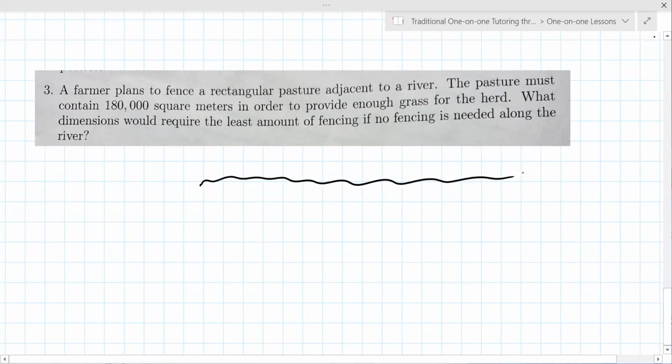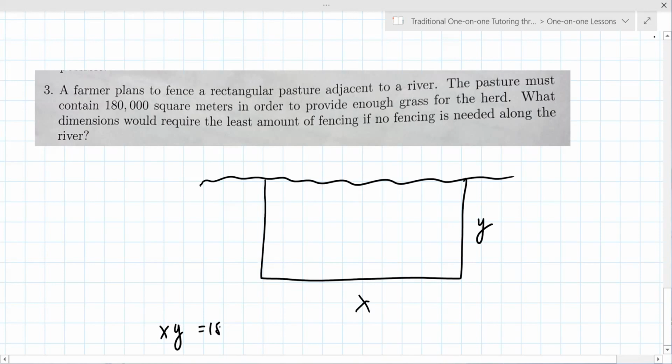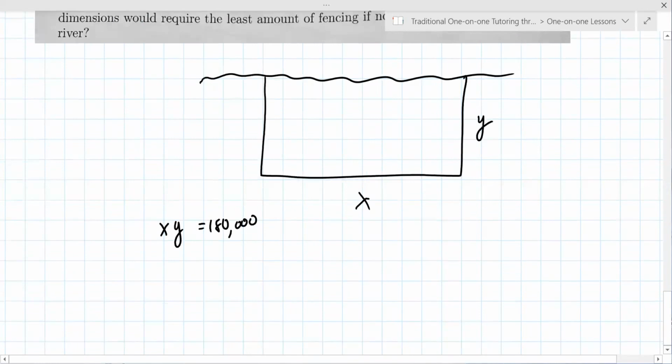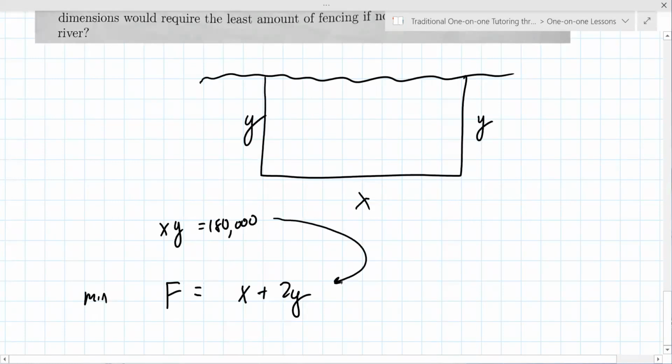The pasture must contain 180,000 square meters. So there's a pasture here, x, y, and the constraint equation this time is xy equals 180,000. But that's not what you're trying to maximize. This time you're trying to minimize the amount of fencing. The fencing is x plus 2y because there's another y over here, but there's no fencing along the river. So again, you always solve and then substitute. So we're going to solve for y.